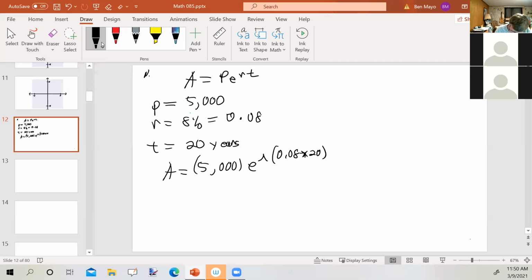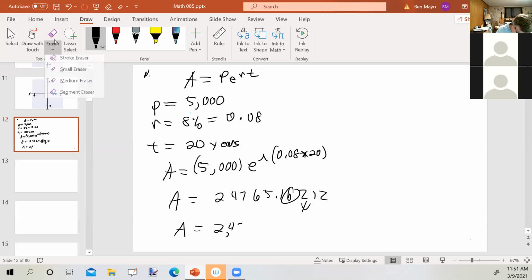Okay, so on my calculator, I've got 5,000, second, ln button. So I get second, I get e to the x. And then in my exponent, I put 0.08 times 20, close that up, and I'm getting 24765.16212. It said to the nearest hundredth, so the 2 would round down. So I get 247, oops, wrong place for the comma. Sorry about that. 24,765.16.